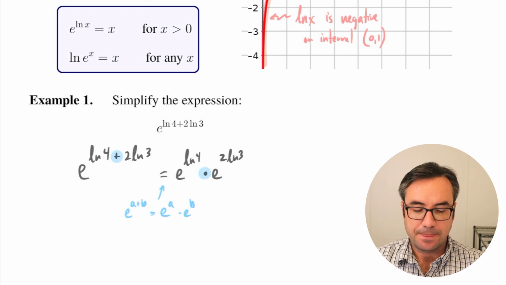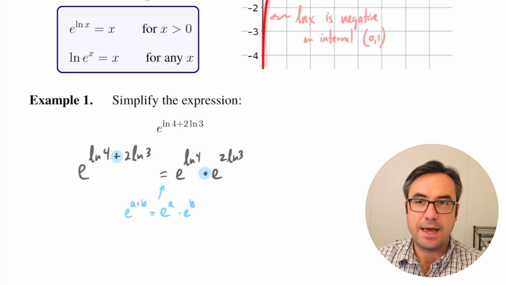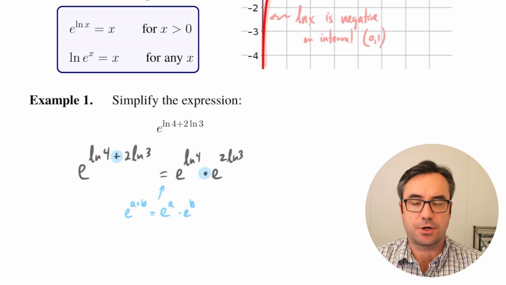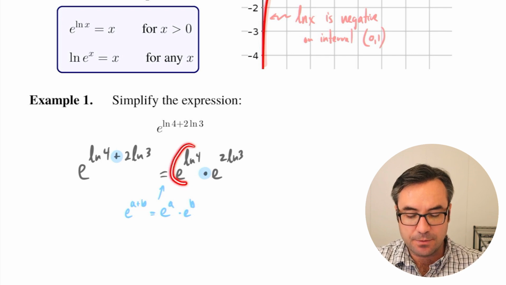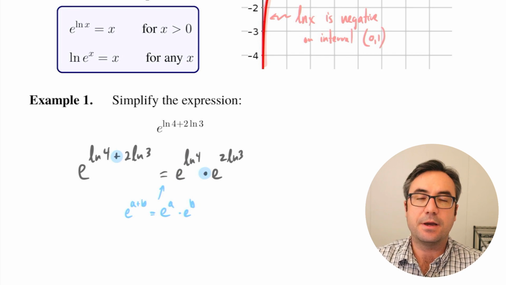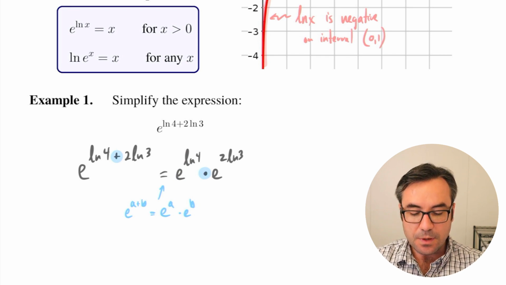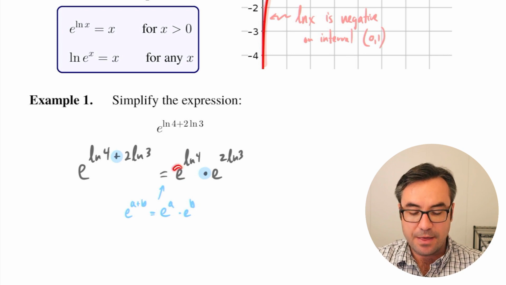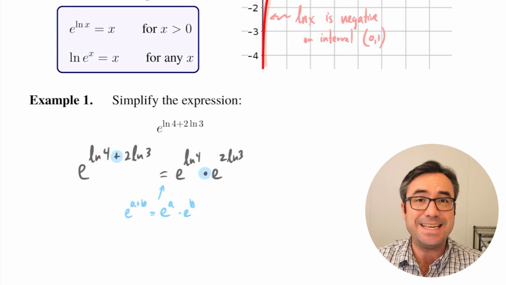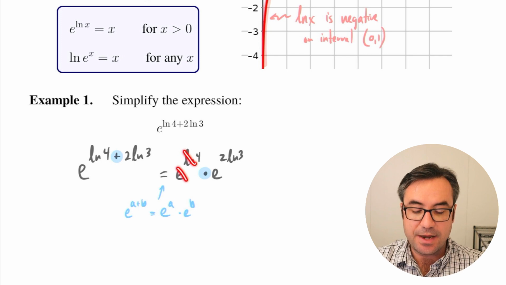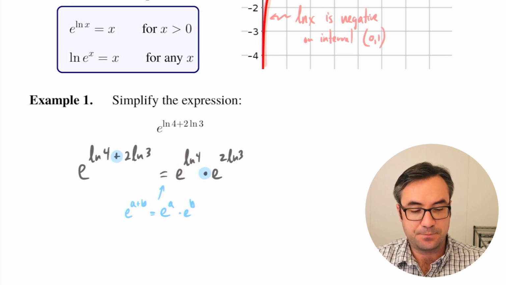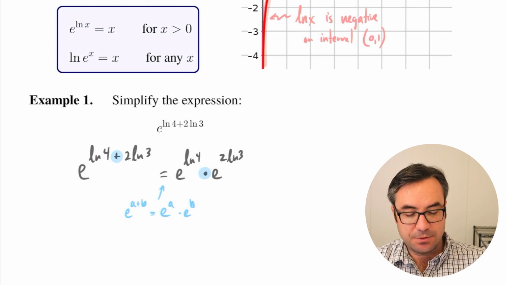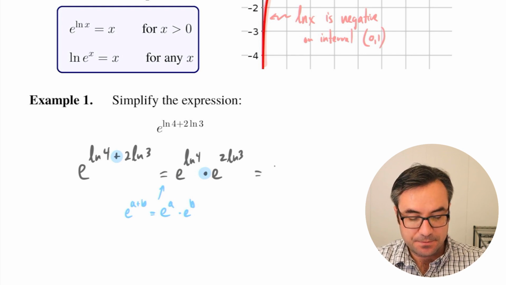Okay. So now we can simplify one of these terms. So the first term here we can simplify. We can immediately cancel these off because the inner function is this natural log 4, and then our outer function is this e, and the e and the natural log are directly next to each other, so we can cancel those off. So let's use our cancellation property once.